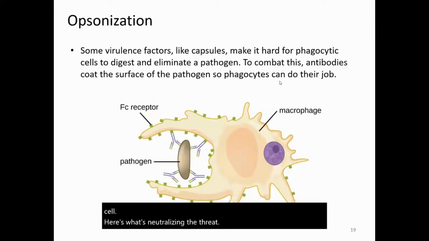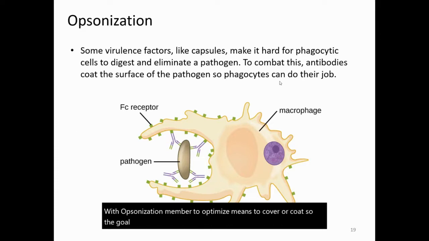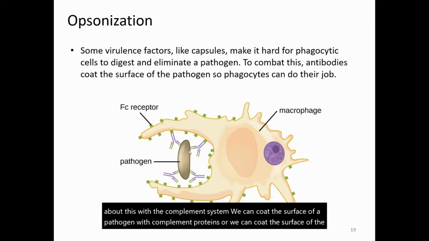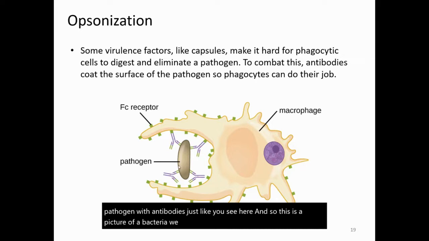With opsonization, remember, to opsonize means to cover or coat. So the goal is to coat the surface of the pathogen. And so we talked about this with the complement system. We can coat the surface of a pathogen with complement proteins, or we can coat the surface of the pathogen with antibodies, just like you see here. And so this is a picture of a bacteria, we know because it's a bacillus shape.